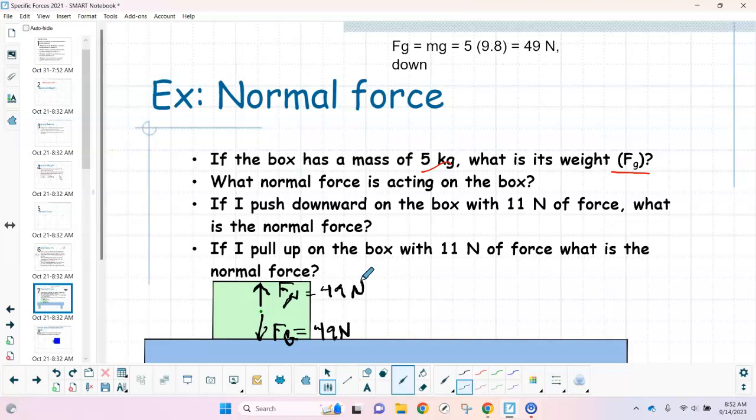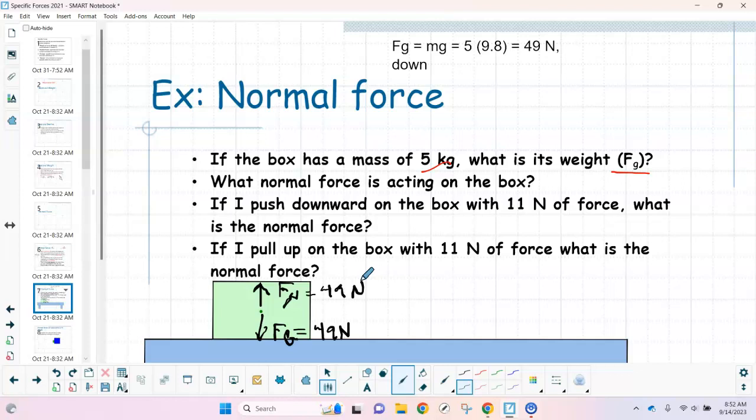So the surface isn't throwing the box upward. That's not true. So it's not going to make it jump off the table. Also, the normal force isn't weaker than the force of gravity. Otherwise, it would fall through the table. So both of those situations can't happen, or they're not happening in this case.